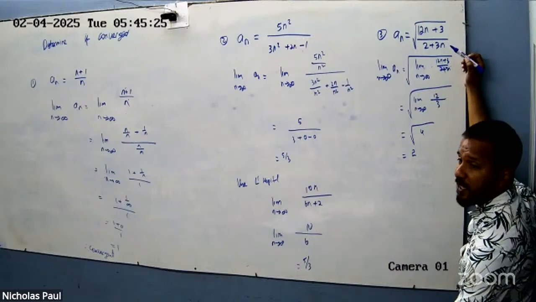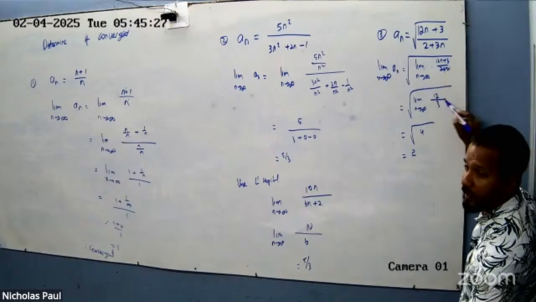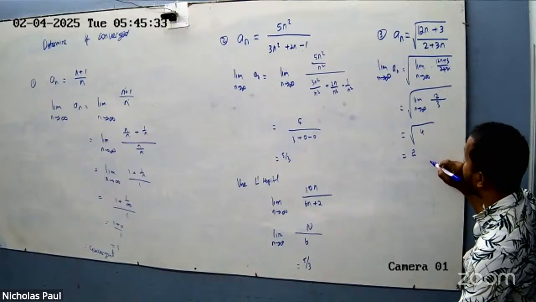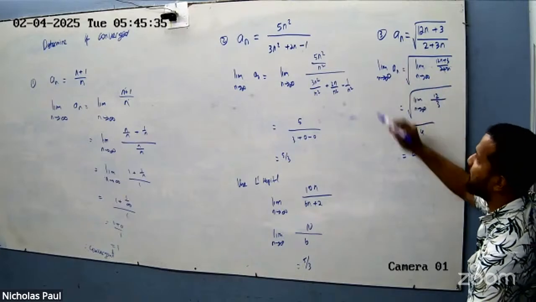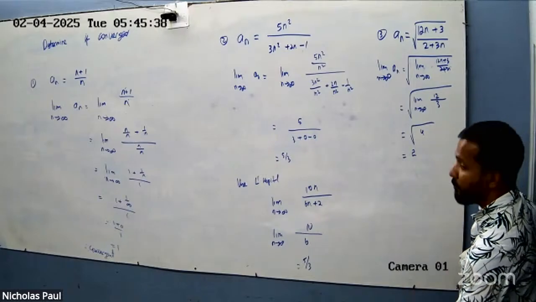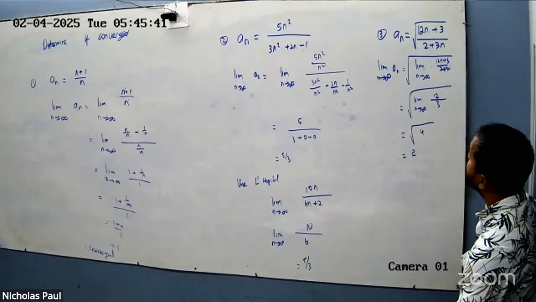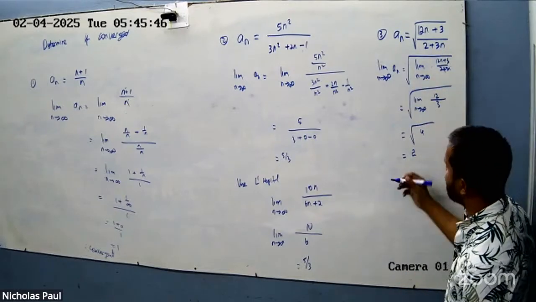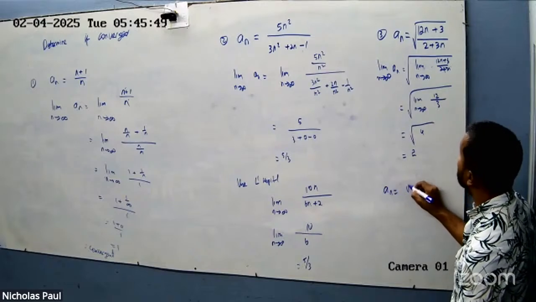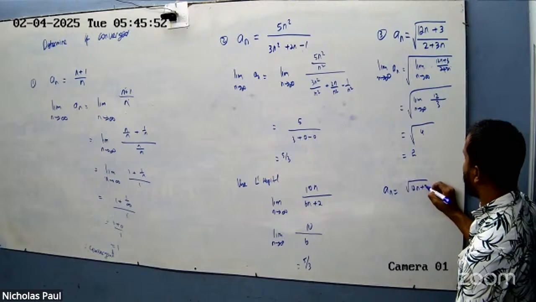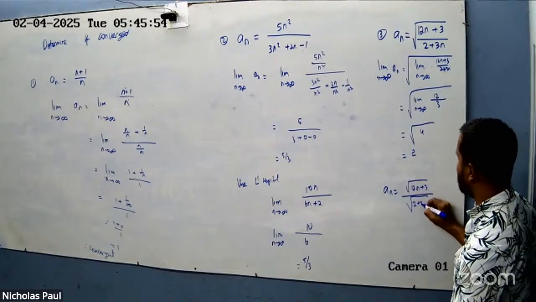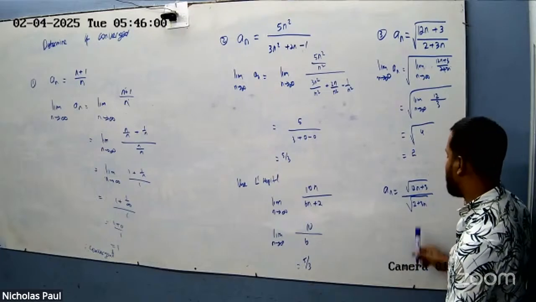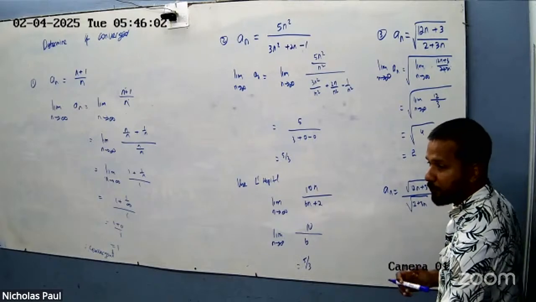The first thing I did is pull the root on the outside. That's a rule, the limits rule: you can put constants outside. That's one option. The next option is you could have also written it as the square root of 12n plus 3 over the square root of, then apply the chain rule here and here, and simplify it out. You end up with the same thing.